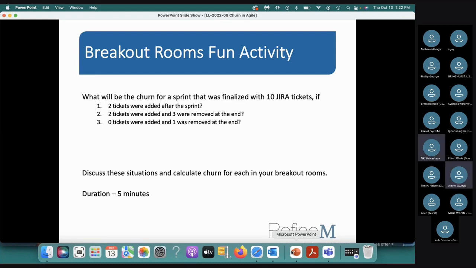Okay, so let's go to number 2. So 2 were added and 3 were removed. What will that be? About 22%. 22%, is everybody okay with that? Yep. Yeah, so see the impact of removing 3. Now your churn goes up. From 16%, it goes up to 22%.